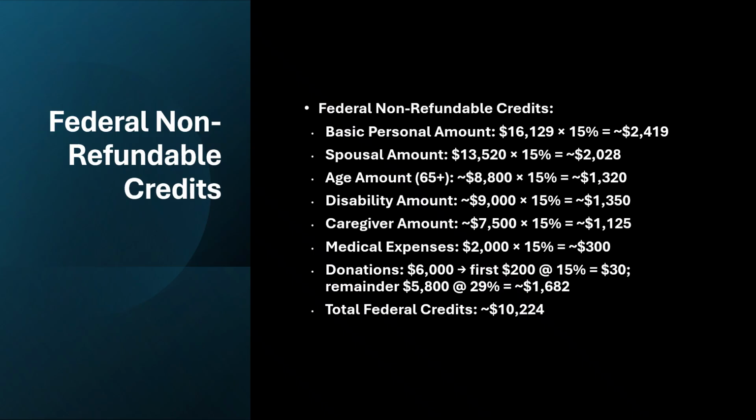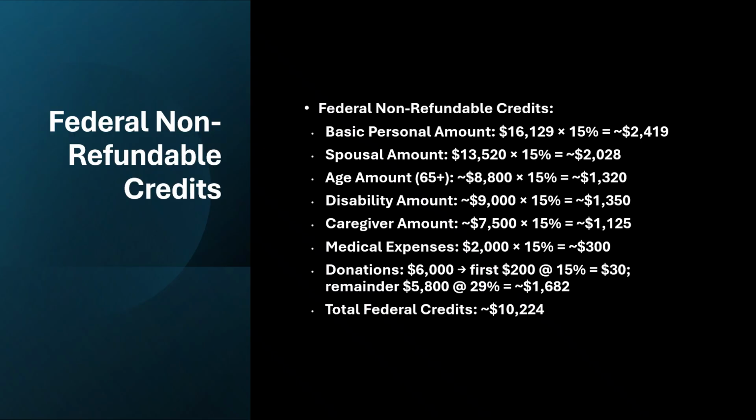Precisely. Whereas credits operate differently. All federal non-refundable credits are calculated at the lowest tax rate. The 15% multiplier. It's a 15% multiplier. So if you have a credit amount of $10,000, you save $1,500 in tax. And for a complex taxpayer, their life situation generates huge credit amounts.